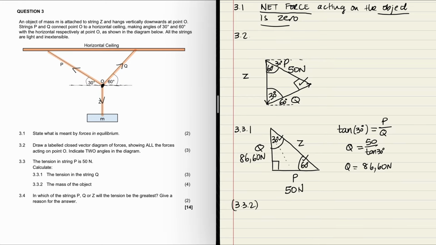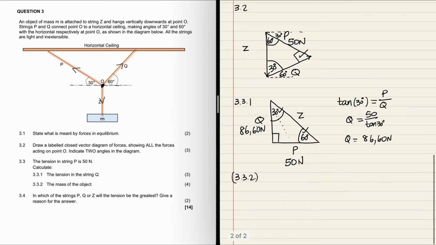Calculate the mass of the object. In order to calculate the mass of the object, we need to look at what rope is attached to the mass. It's Z. So we need to figure out what Z is, and if we can figure out what Z is, we can calculate the mass. I've got these two, so I can use Pythagoras to solve for Z.